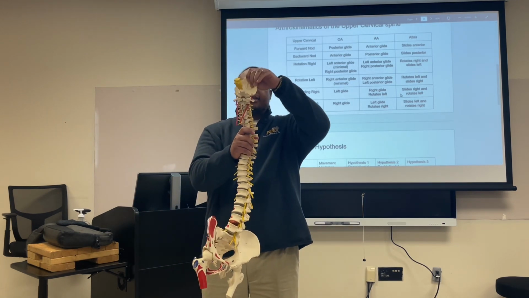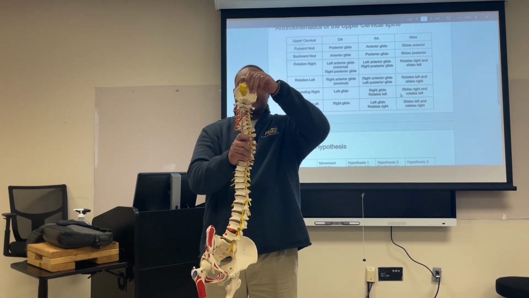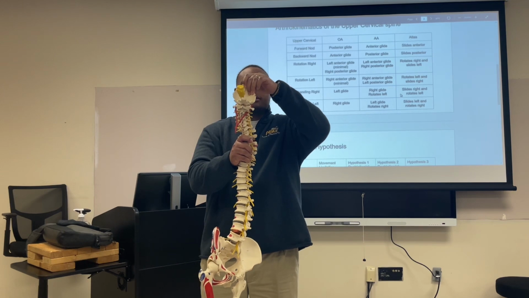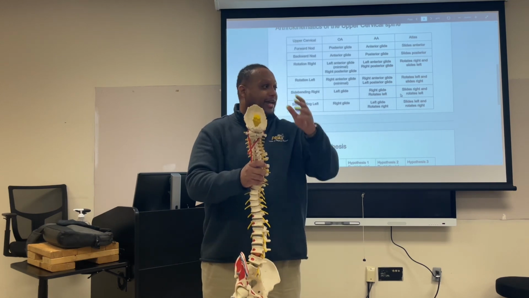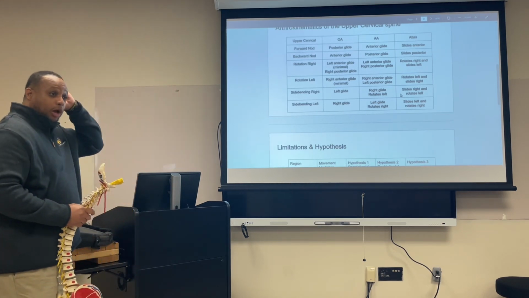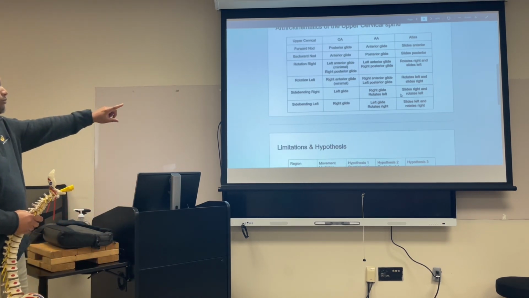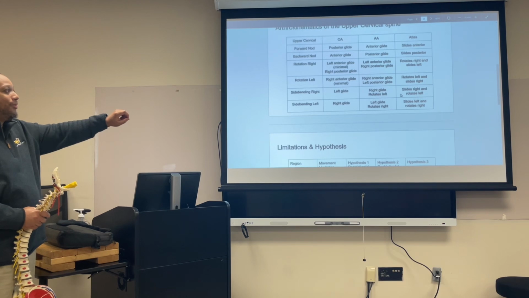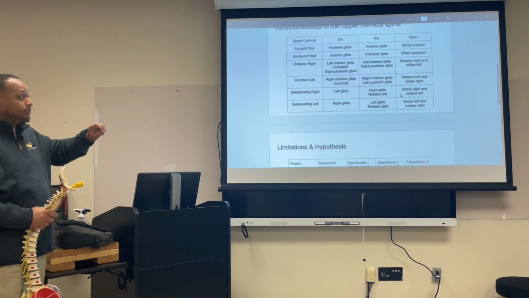I'm side bending to the left. Atlas is sliding where? To the left. Atlas is sliding left. Okay? So the atlas again is following the head. Now, here we go. Here goes the conundrum.